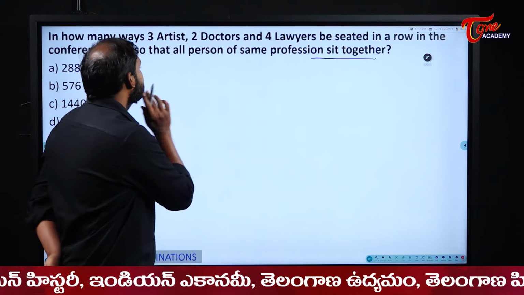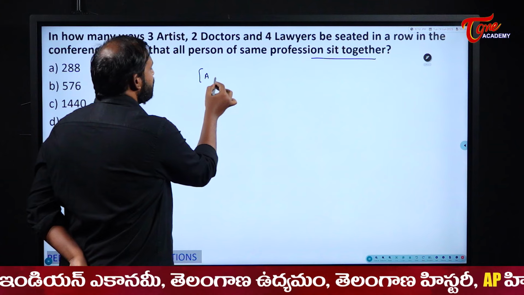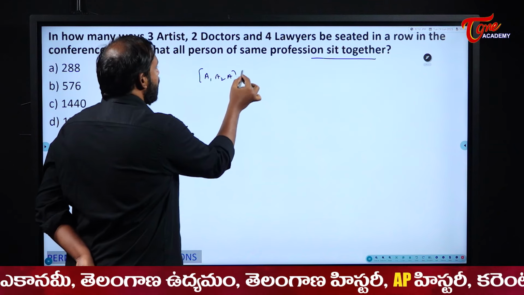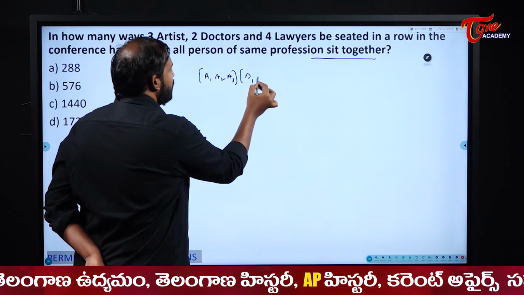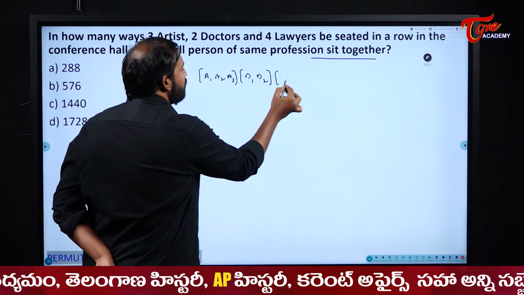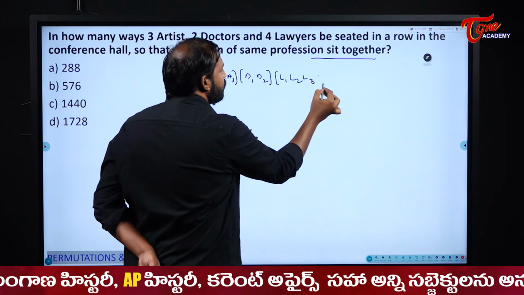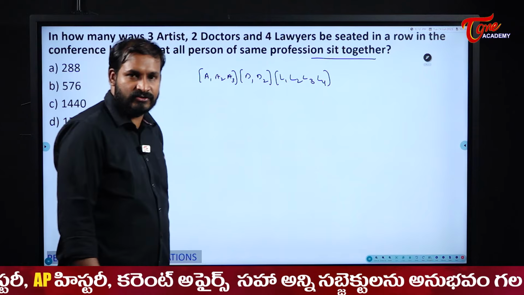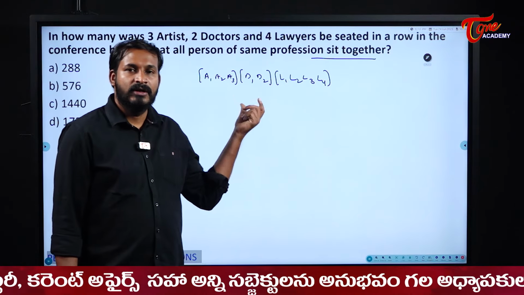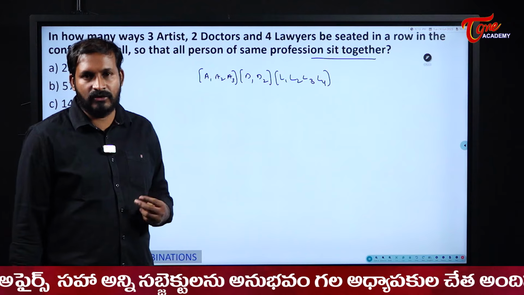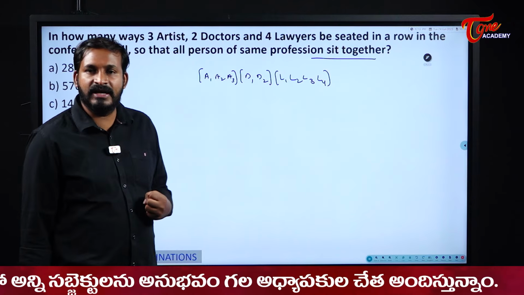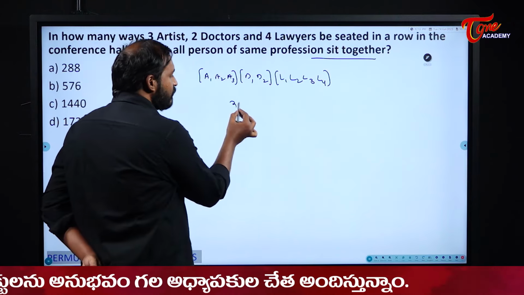What is he telling? 3 artists, that means A1, A2, A3. And 2 doctors, D1, D2, and 4 lawyers, L1, L2, L3 and L4. They should be seated together, always together. So first, as groups, how many groups are there here? 3 groups are there. They can be shuffled in how many ways? 3 factorial ways, sir. Okay, good, superb.